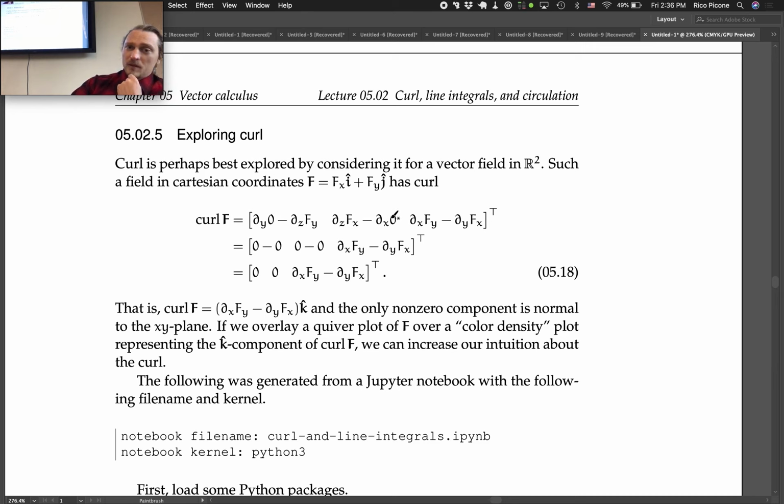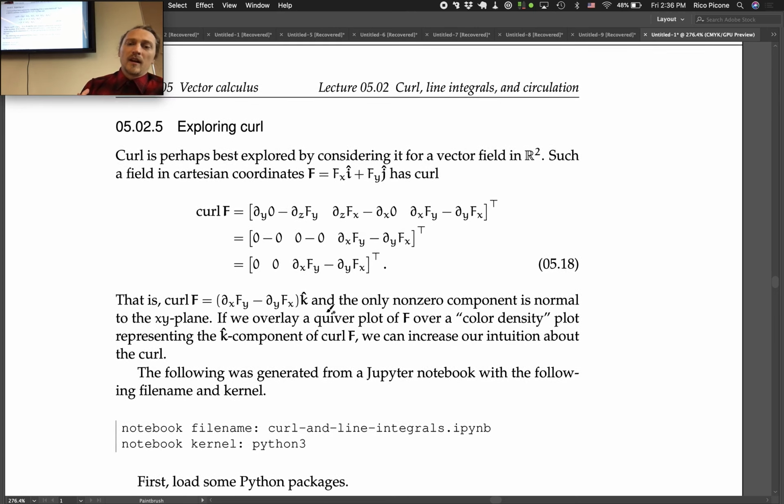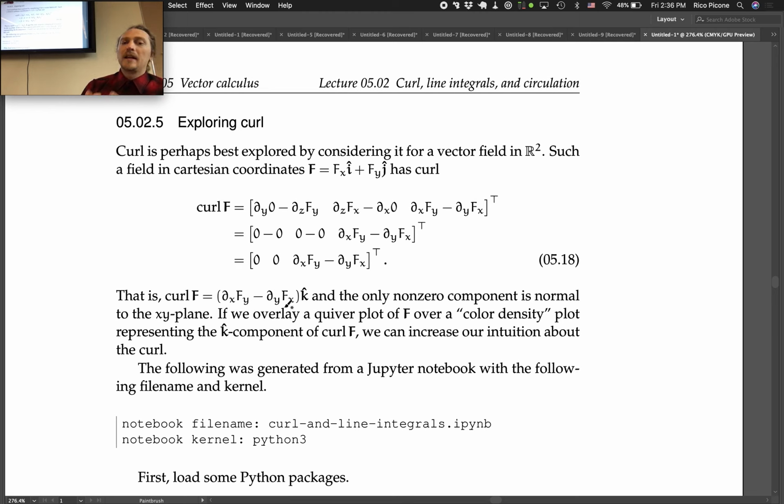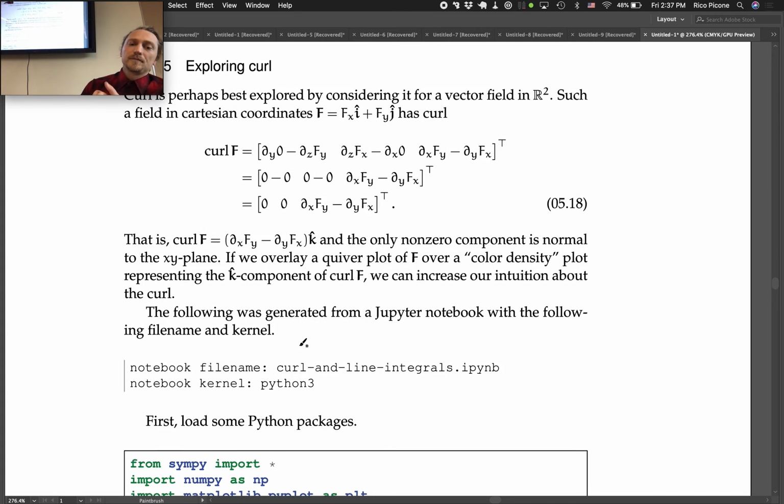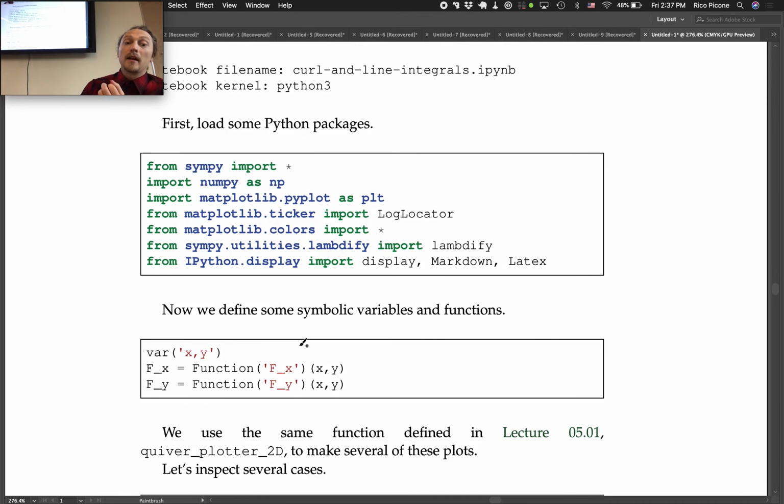And z direction shows up here as well. The partials with respect to z will also end up being 0, so we end up with just this expression for the curl in the plane. And it always ends up being in the normal direction to the xy plane, in the k direction. Okay? If we overlay a quiver plot of f over a color density plot representing the k component of curl, we can increase our intuition about the curl. At least that is what I claim.